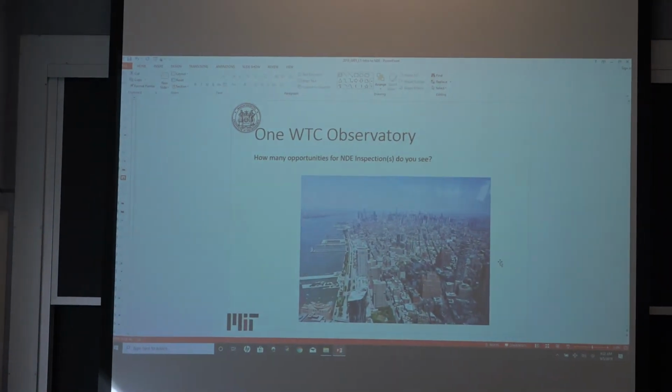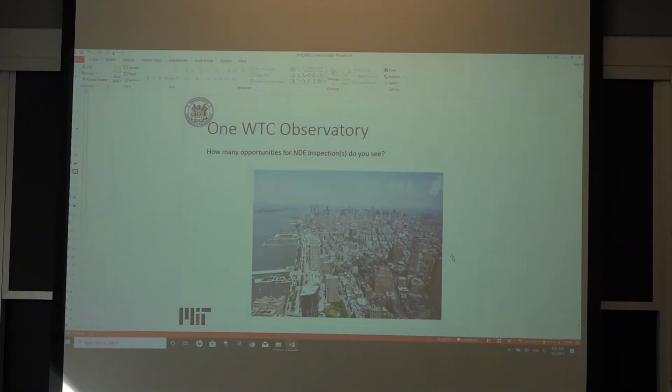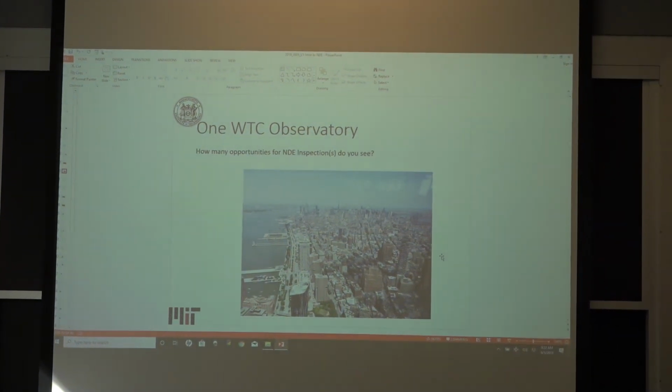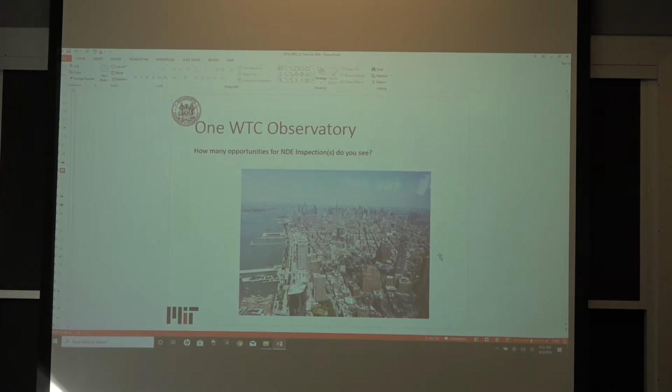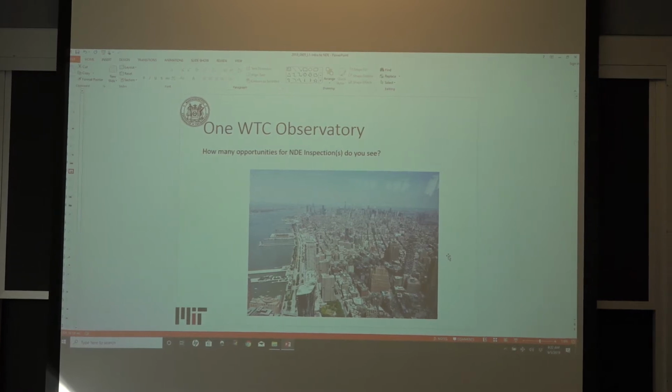So how many people here have been down to New York before? Most people, right? So at the end of the class, I'm going to show you a video from the top of the World Trade Center Observatory. But one of the things I want you to think about is, this is a photo looking down at New York from the top of the Freedom Tower. How many opportunities for different types of ND inspection do you see in this image?